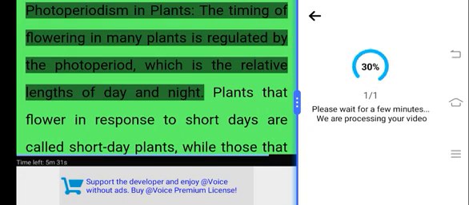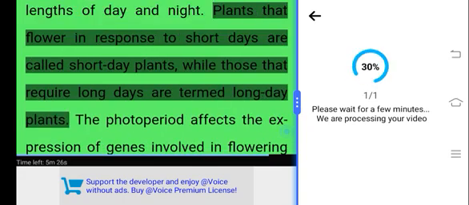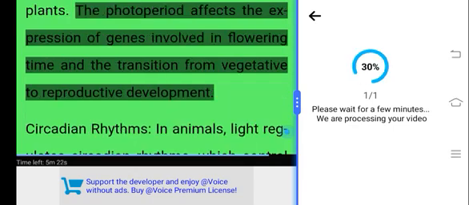Photoperiodism in plants. The timing of flowering in many plants is regulated by the photoperiod, which is the relative lengths of day and night. Plants that flower in response to short days are called short day plants, while those that require long days are termed long day plants. The photoperiod affects the expression of genes involved in flowering time and the transition from vegetative to reproductive development.